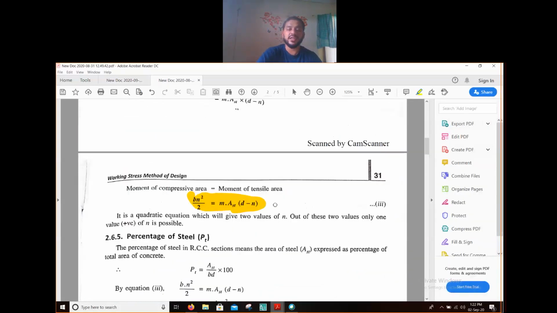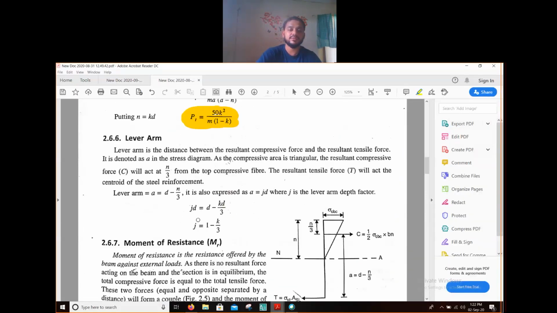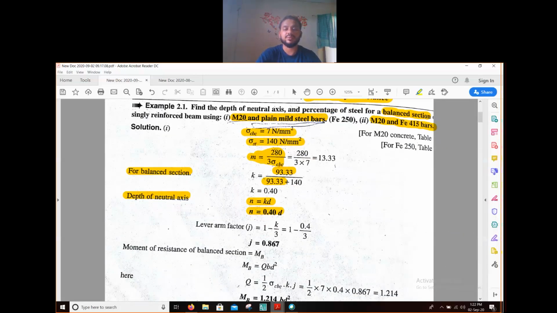This is the PDF which I have shared with you today morning. This is the value of J: J equal to 1 minus K by 3. We know the value of K, so just put the value here and you will get the value of J. This way we have calculated the value of J.